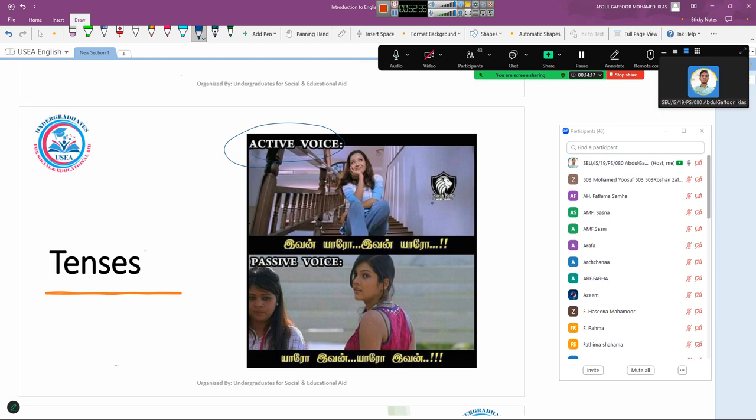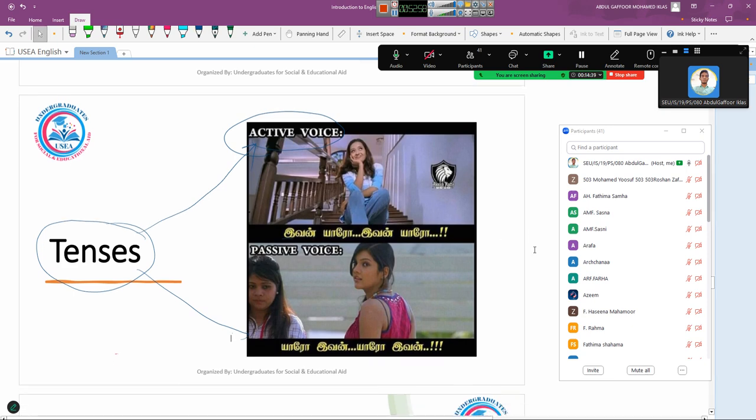So when you hear about tenses, you are going to talk about active voice and passive voice, right? Here we are going to change the position of the subject, verb and object, and the structures will be changing, right? Now we are going to study all the tenses in a very easy way, because it's very confusing for almost all the people.